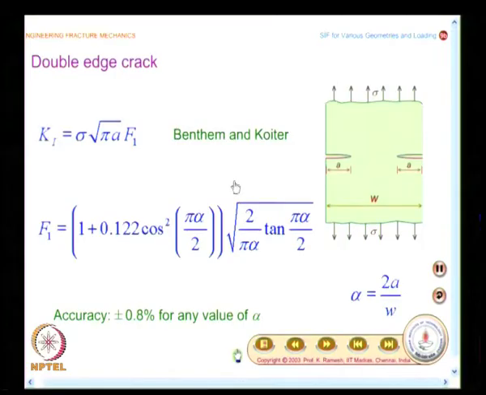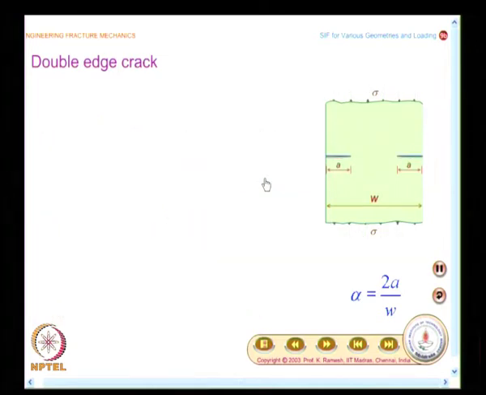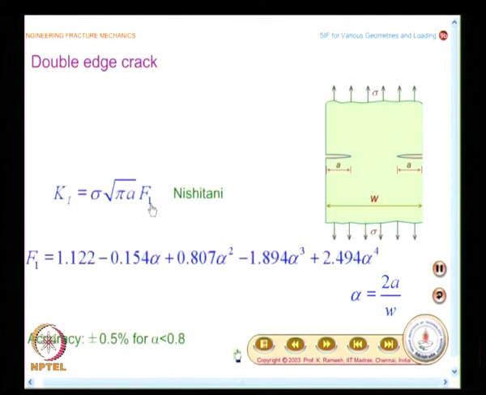And as the problem is complex, you will have multiple solutions. You have the factor given by Bentham and Koiter. You also have another set of expressions given by Nisitani. The function f1 is a little more elaborate, and you find the accuracy has improved from 0.8% to plus or minus 0.5%. And the function f1 is given as 1.122 minus 0.154 alpha plus 0.807 alpha square minus 1.894 alpha cube plus 2.494 alpha power 4. So, now you are ready.